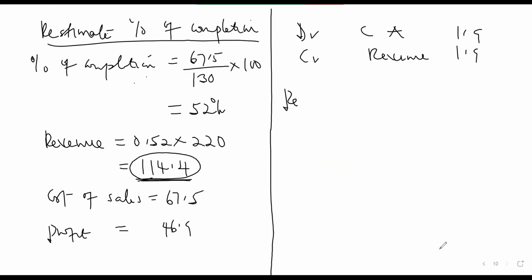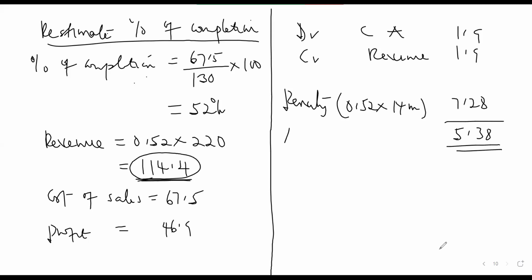So the penalty will be 0.52 times 14 million. I'm getting something like 7.28. So it means that this is revenue, this is expense, so 1.9. I'm having 5.38. Yes, please. That CA at the top, is it contract asset? Yes, that would be a contract asset.